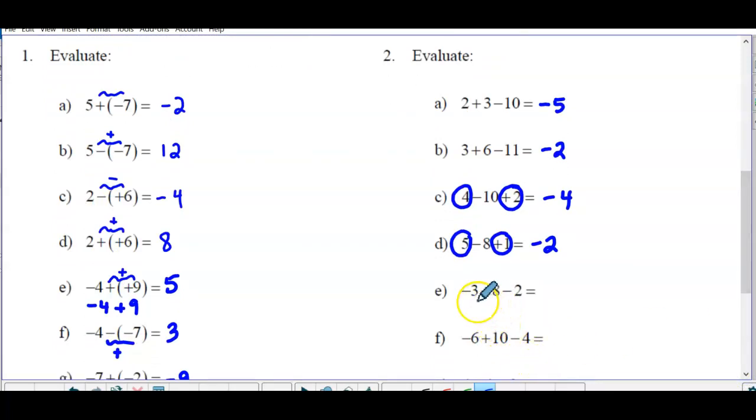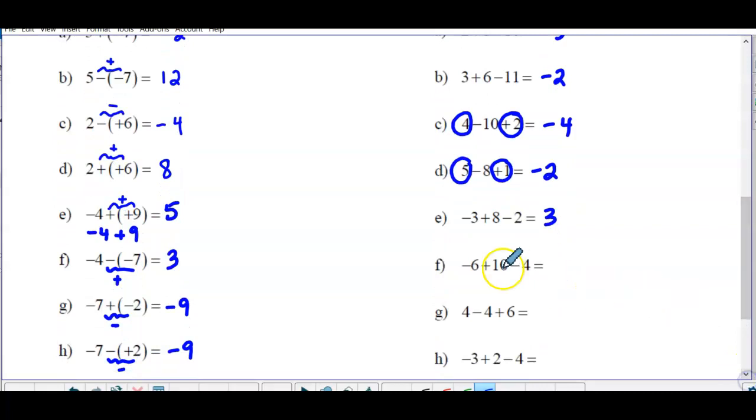So here I've got negative 3 plus 8 is 5, minus 2 is 3. Okay, so as I said, you could do the 8 first, collect the positives, there's just one, and then I would still do the subtracting separately. 8 minus 3 is 5, minus 2 is 3, just so you don't mess up the negatives. And then negative 6 plus 10 is positive 4, minus 4 is 0. Or again, 10 minus 6 is 4, minus 4 is 0.